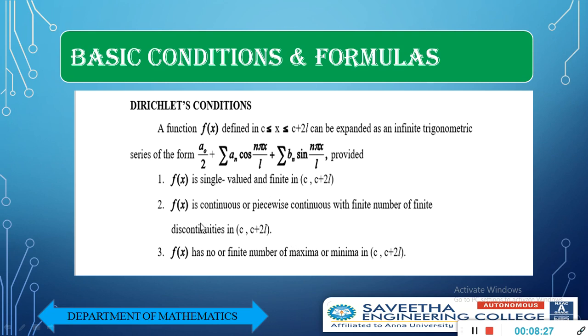So these 3 conditions must be satisfied for the Fourier series formula to hold. This is called the Dirichlet conditions for the Fourier series. So these are very important 2 mark questions.